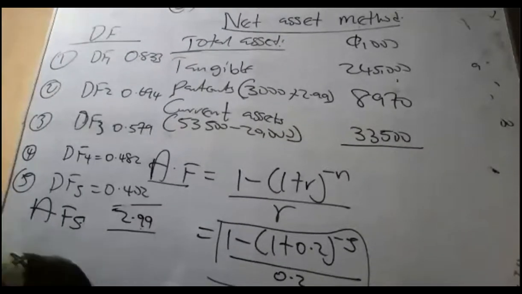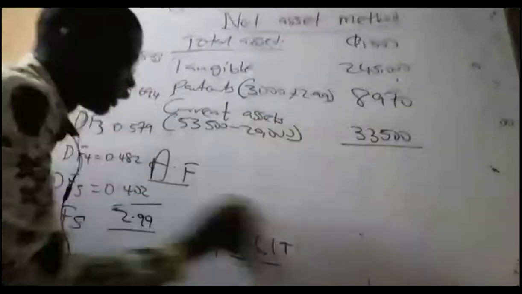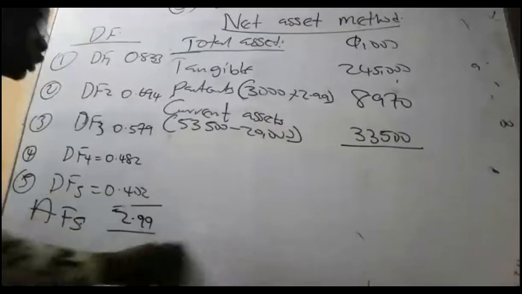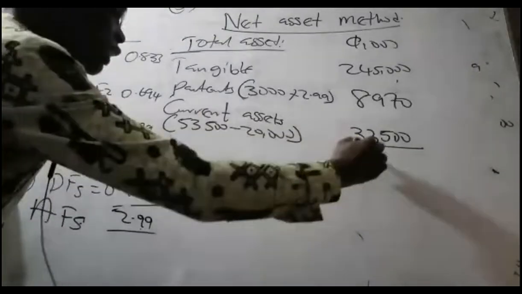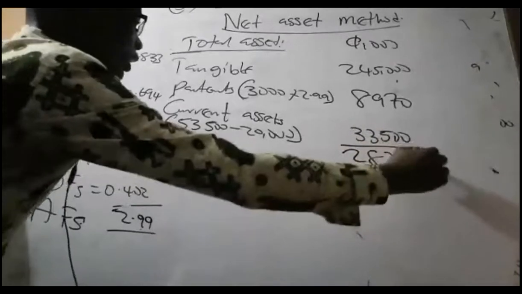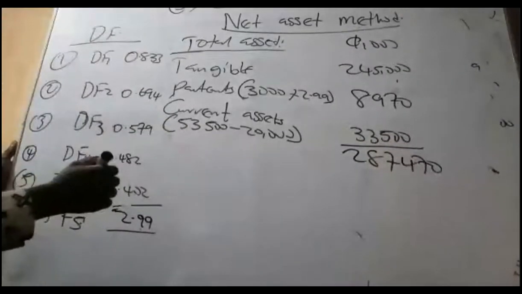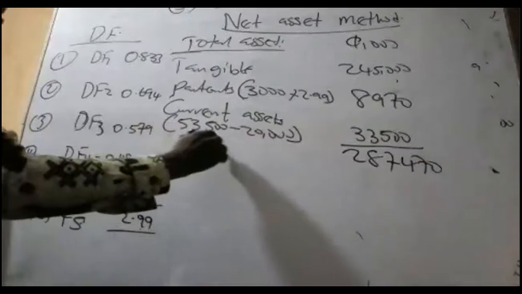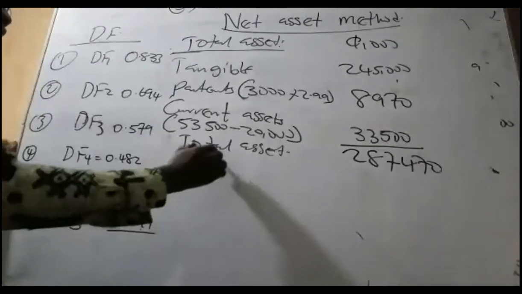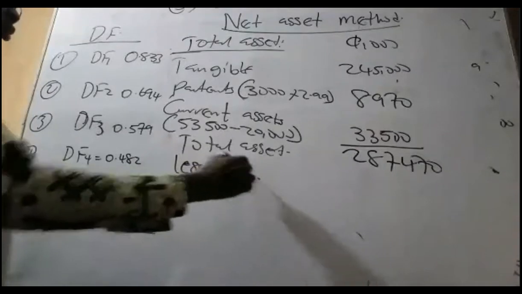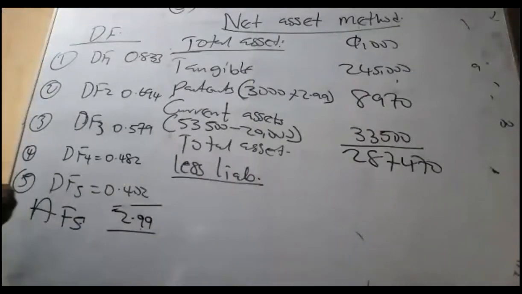Okay, so let's continue the game. So now let's put all of them together: 287470. So that's the total asset. Total asset less liability. Liabilities are current and non-current. That's all.